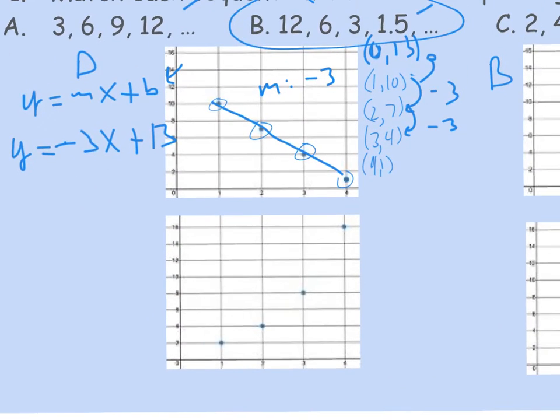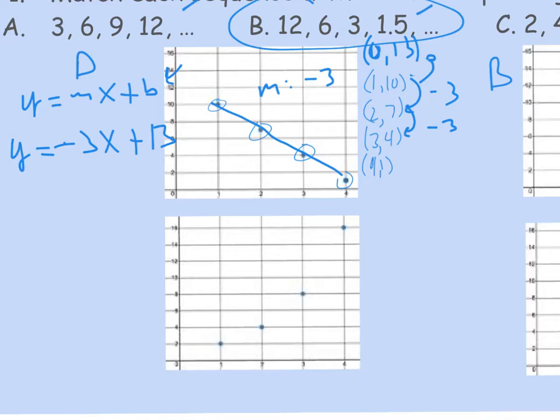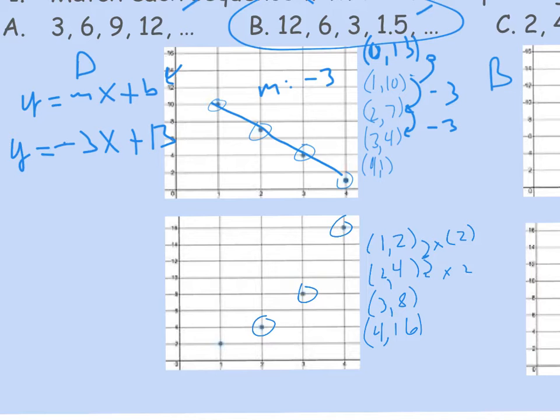Okay, so this one, our ordered pairs, looks like the first one is 1, 2. Second pair is 2, 4. Third one looks like it's 3, 8. And then this one is 4, 16. So once again, it's not linear. This is geometric. From 2 to 4, you're multiplying by 2. 4 to 8, once again, multiplying by 2.